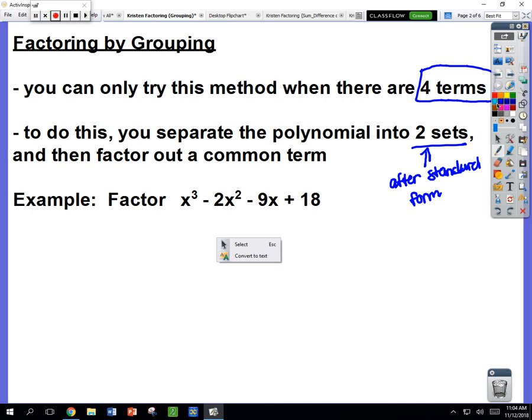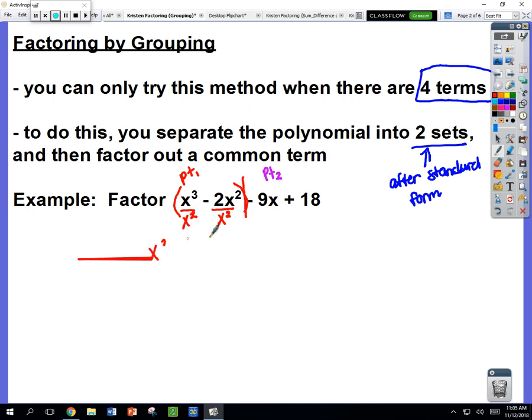And this one's already written like that. So when I separate it into my 2 groups, I'm going to separate it here. This is part 1, and this one's part 2. And what I'm going to look for in each part is a GCF. So I'm going to look for a GCF here. The biggest thing I can take out of both of them is just an x squared.